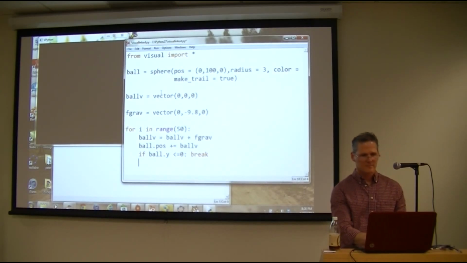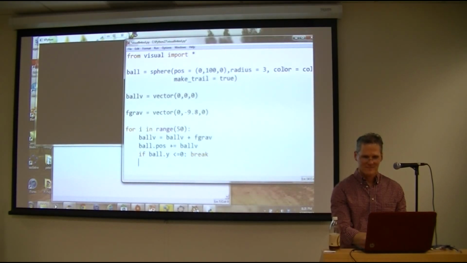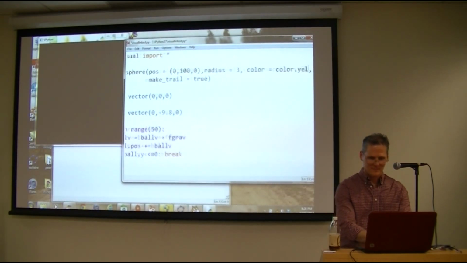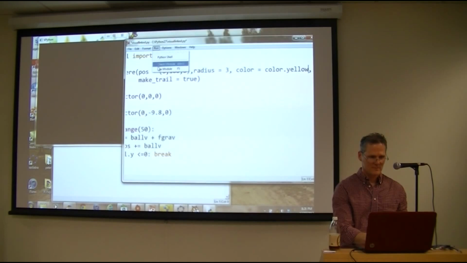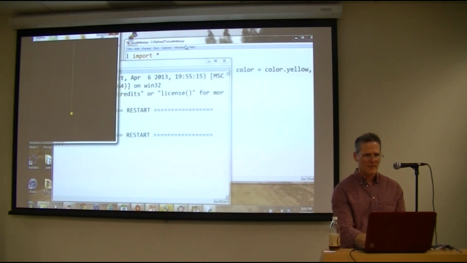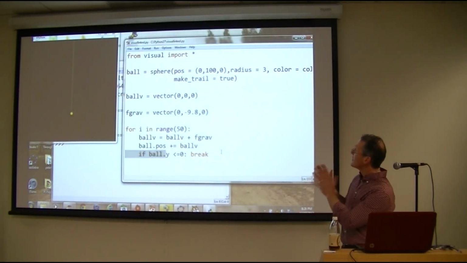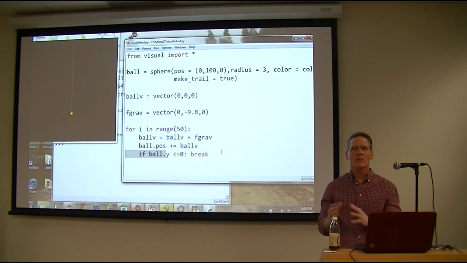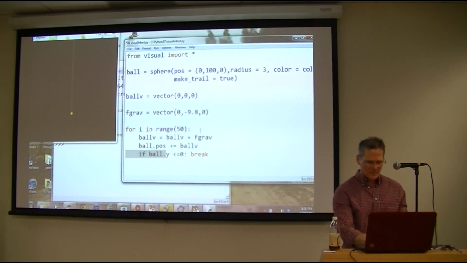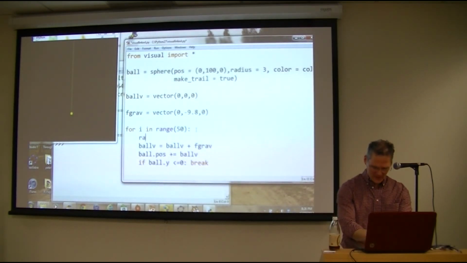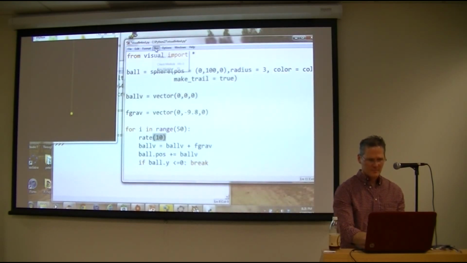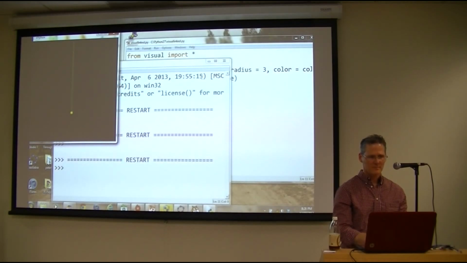Can we make it not red after all because it's against a black background? Sure. Yellow, that's a good choice. Okay, that was fast. So what I'm showing you is the bare bones: make a sphere, get it to do this, and we can tweak it however we want, because we want to be able to see what it does. Setting the rate will slow it down. So it gets to the bottom and stops.